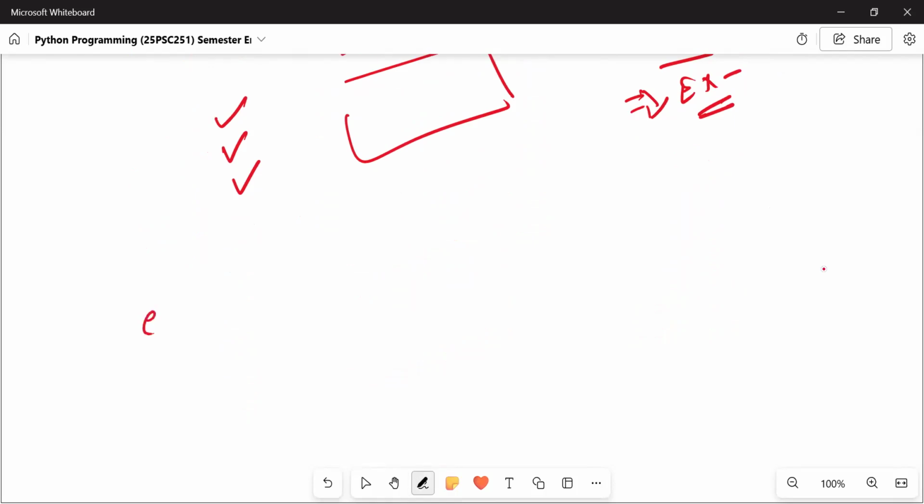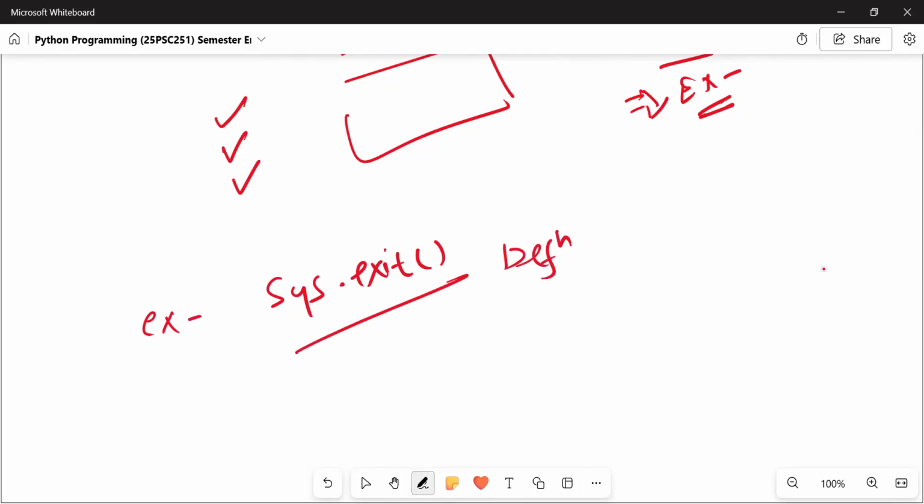What is the purpose of sys.exit method? Okay, so how to write these answers? First, you have to write the definition. Definitely you have to write the definition. Then write the simple syntax. Okay, give one example, which must satisfy these two: your definition and your syntax.